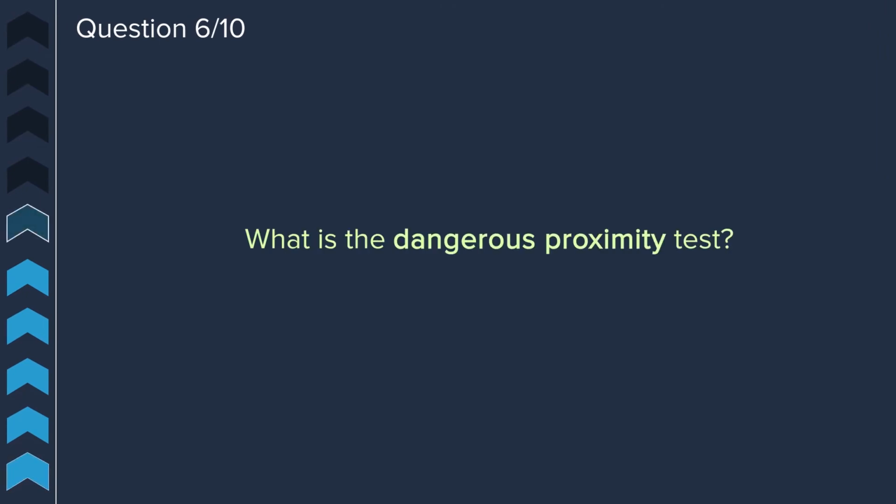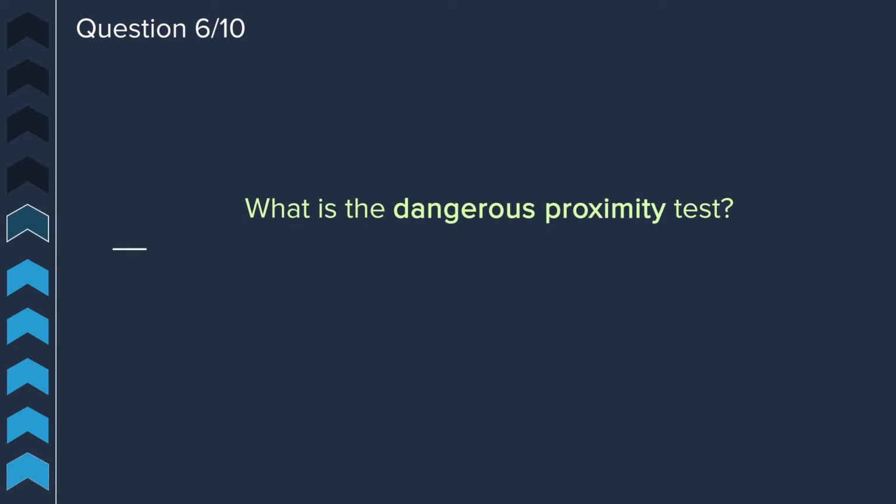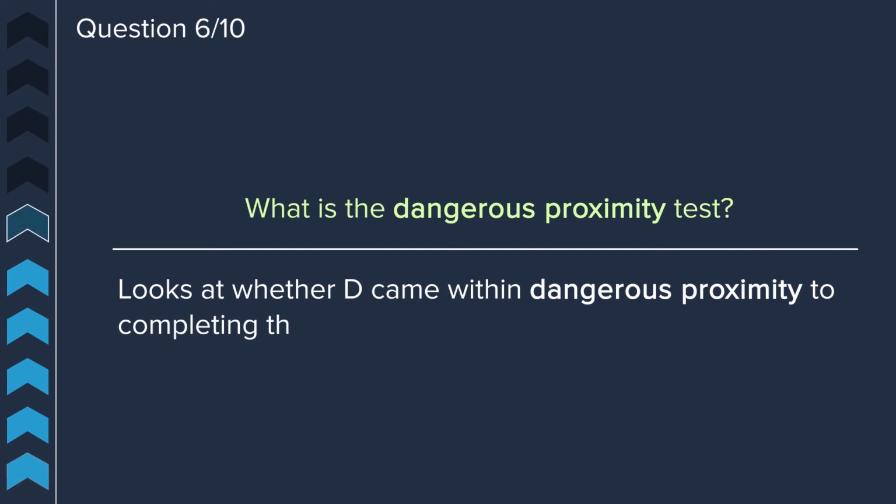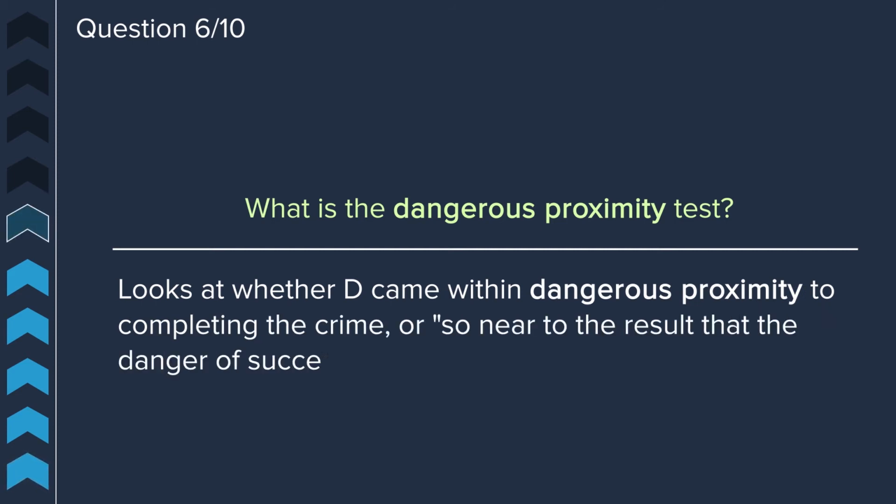Question 6. What is the dangerous proximity test? The dangerous proximity test looks at whether the defendant came within dangerous proximity to completing the crime, or so near to the result that the danger of success was very great.